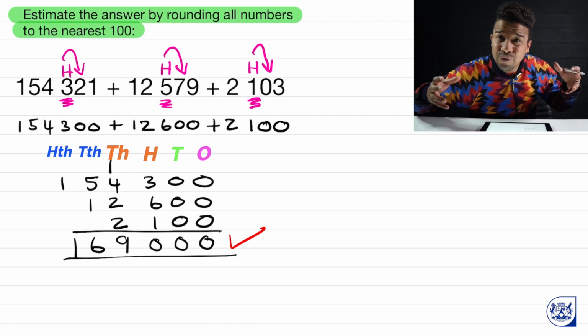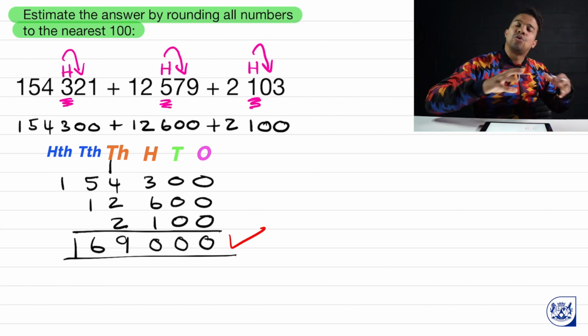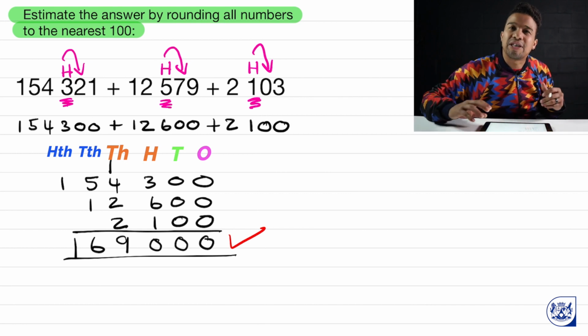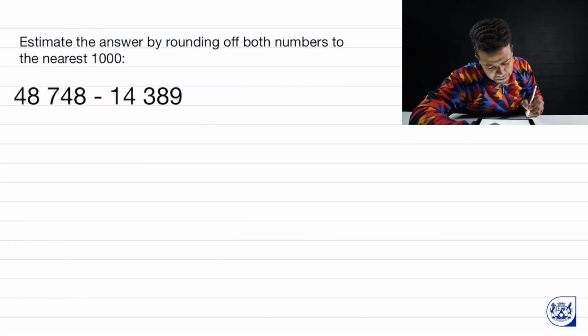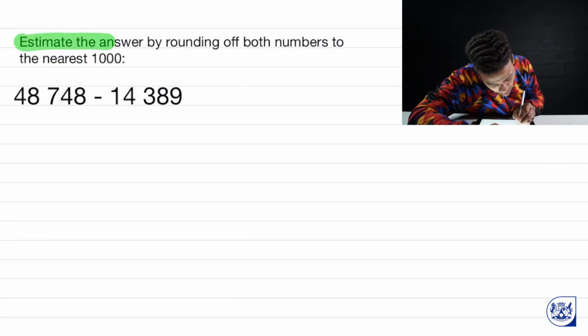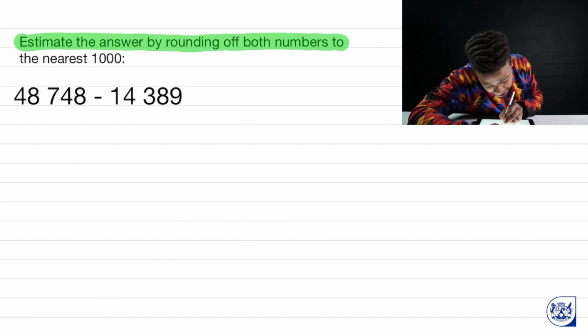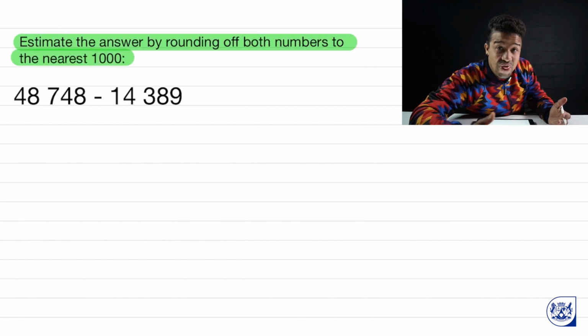Okay? Now remember how to tackle these questions. We first round off and then we estimate or do a rough calculation. So let's dig straight into our second question. It says, estimate the answer by rounding off both numbers to the nearest 1,000.